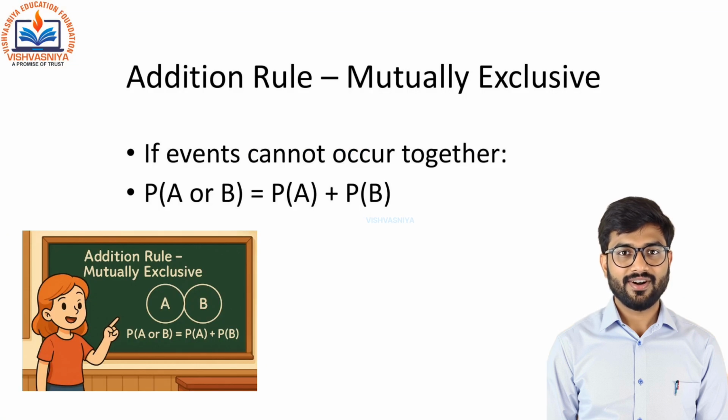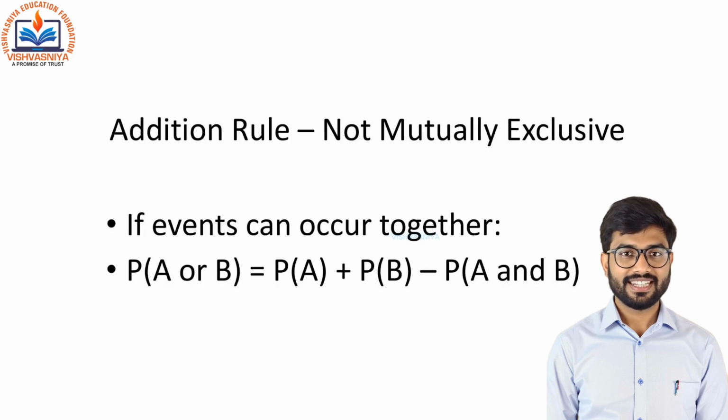Addition rule, for events that cannot occur together, probability of A or B equals probability of A plus probability of B. For events that can occur together, probability of A or B equals probability of A plus probability of B minus probability of A and B together.